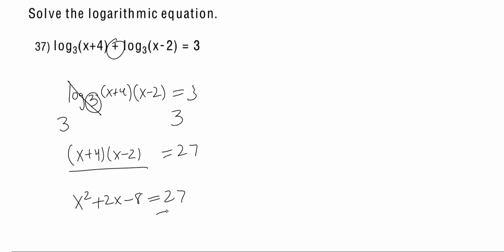Then you can subtract 27 from both sides, and that will give you x squared plus 2x minus 35, and that will be equal to 0. Now we can use our quadratic formula to help us solve the rest of this equation. Let's write out our quadratic formula just to make sure we remember it.